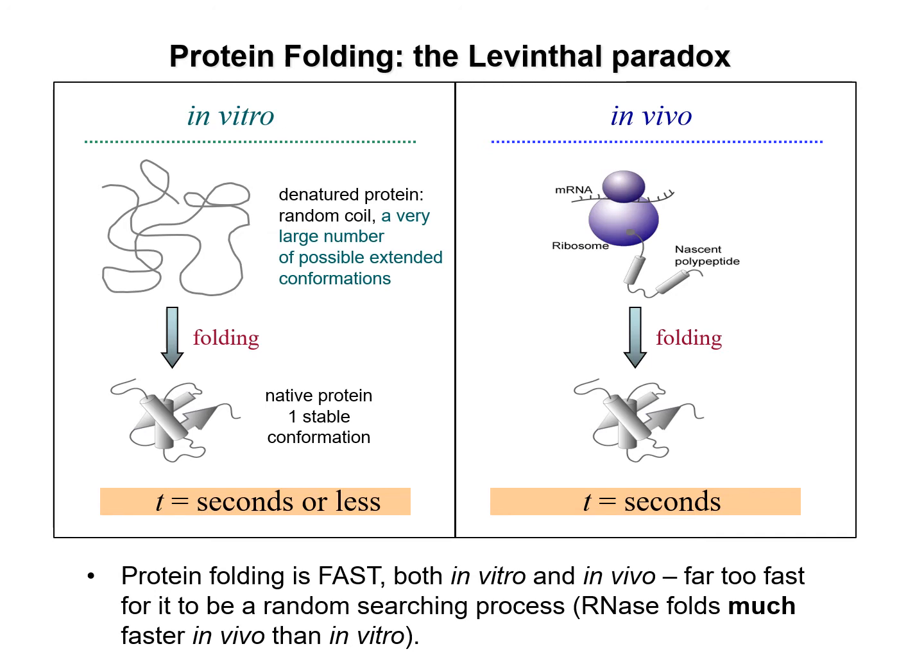The protein folding is so fast, much faster than what scientists expected, and that is basically the Levinthal paradox. That happens both in vitro as well as in vivo, far too fast for it to be a random searching process for the best conformation. But the folding is even much faster in vivo than in vitro, meaning that some in vivo components can be involved in the folding too.